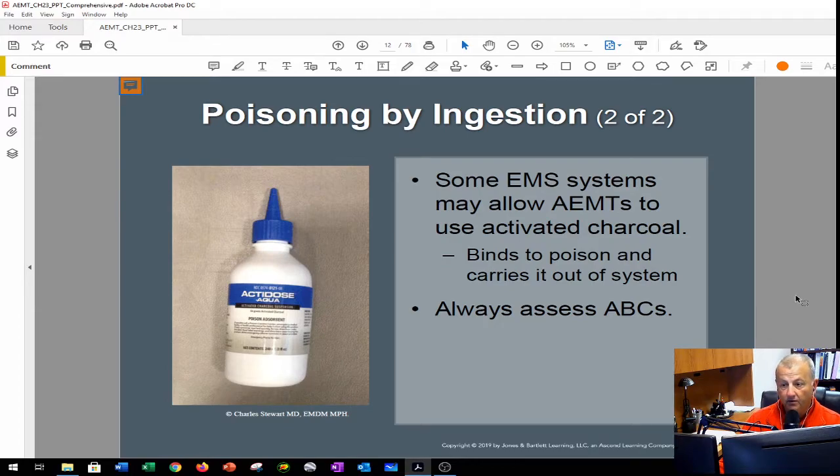But again, it has problems too. Somebody will drink this activated charcoal, but if they become altered while drinking this stuff and they aspirate, then we've got another problem, right? So it's not very popular in the pre-hospital setting.